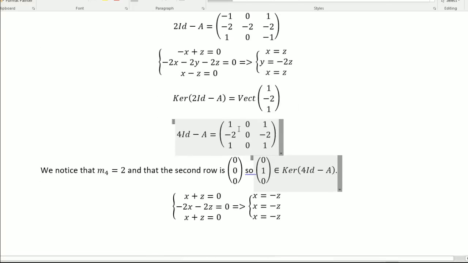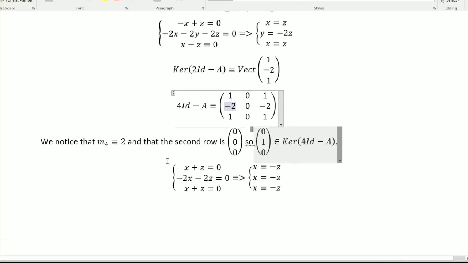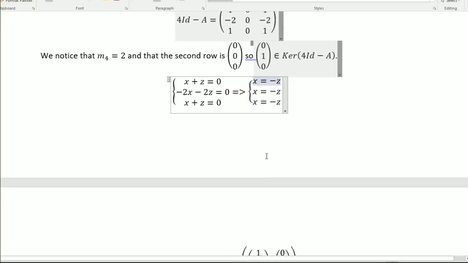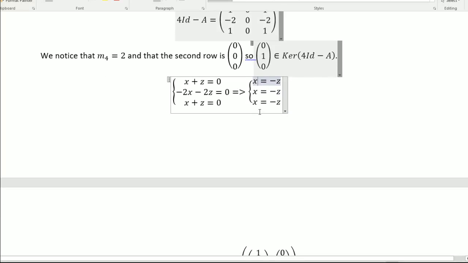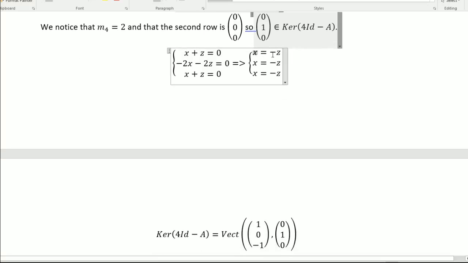We have this differential system. We'll do the same thing again. So we'll get this system. We solve it and we get that x is equal to minus z everywhere. So this means that the first vector that will generate the eigenvector will be x equal minus z. So if we take x equal to 1, then z is equal to minus 1, and then we'll put a 0 in the y value.